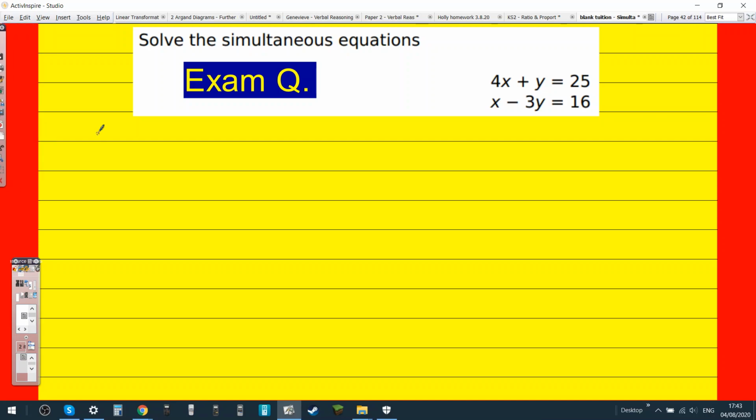Okay. So we'll make y the same. So it would be 3y, 3y, and 4x would become 12x, and 25 would become 75. Yep. Okay. We have minus 3y and plus 3y. So because they're different, it would be add. Yep.